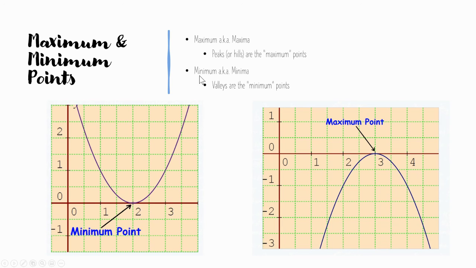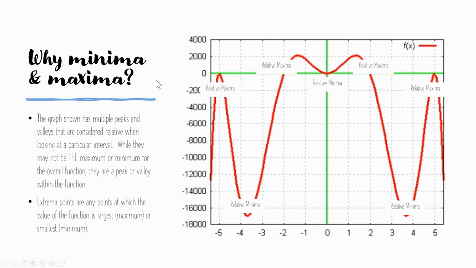Then you've got minimum, aka minima. These are valleys, the minimum points. So if I have a parabola going this way, that's that U shape, you get this lowest point, so you get a minimum, but also minima. So what is the difference between minimum and minima? Minima and maxima.